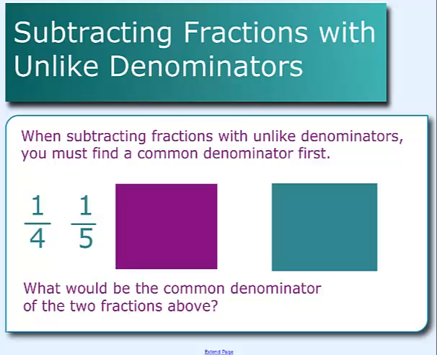When subtracting fractions with unlike denominators, just like with adding with unlike denominators, we have to find a common denominator first. Here we have the fractions 1/4 and 1/5. What would be the common denominator of the two fractions above? Well, all I have to do is think about my multiples to find the least common denominator. I look at 4, I look at 5, and I find that it is 20.